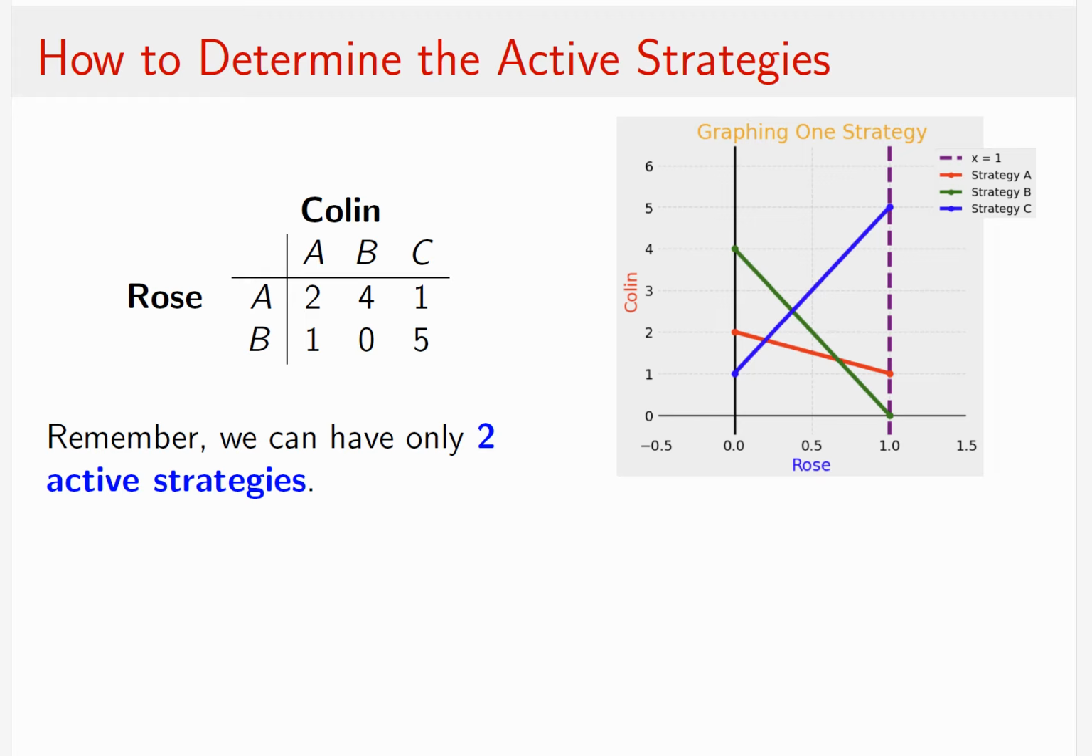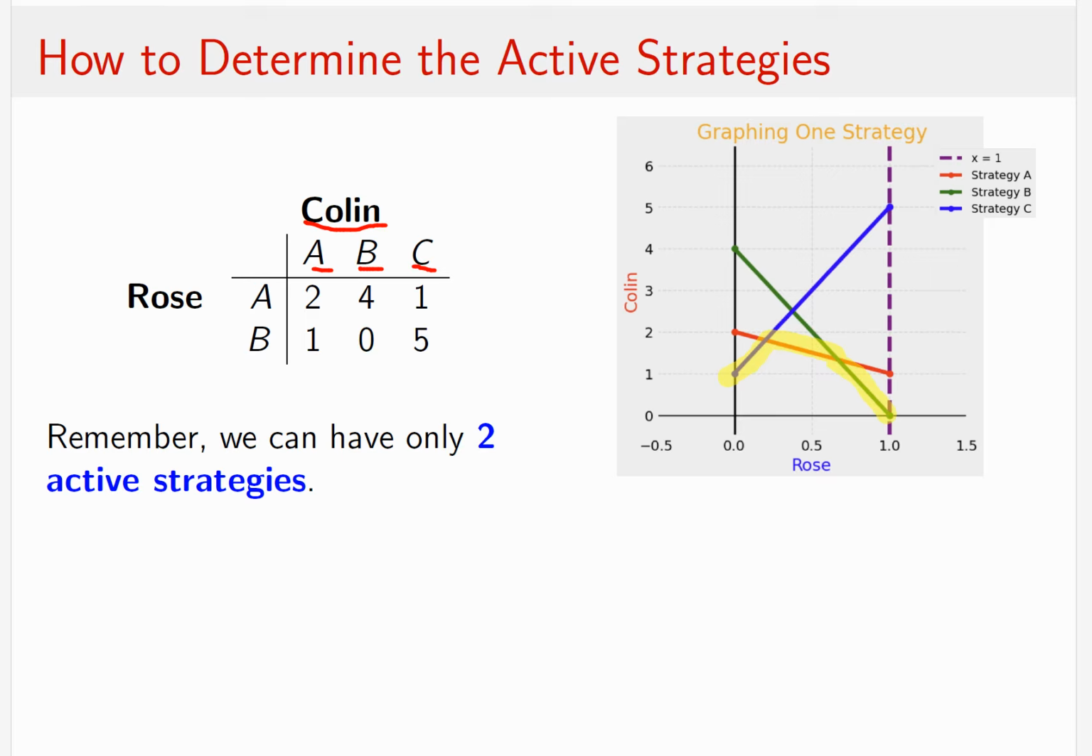So how do we determine the active strategies? There's only going to be two. Colin is the one that has three different strategies, and Colin is going to try to minimize. Colin, trying to guess what value of x Rose would play, is going to try to play along the lower envelope. He's minimizing, and he's trying to play along the lower envelope.